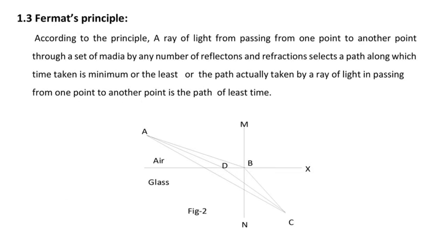Let us now understand Fermat's principle. According to this principle, a ray of light passing from one point to another point through a set of media by any number of reflections and refractions selects a path along which the time taken is minimum or the least. Or, the path actually taken by a ray of light in passing from one point to another point is the path of least time. Observe the figure.